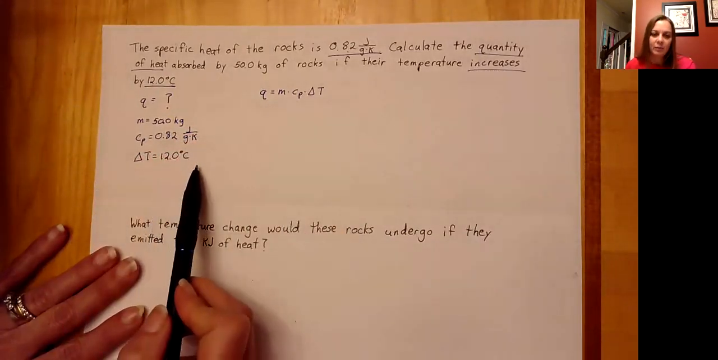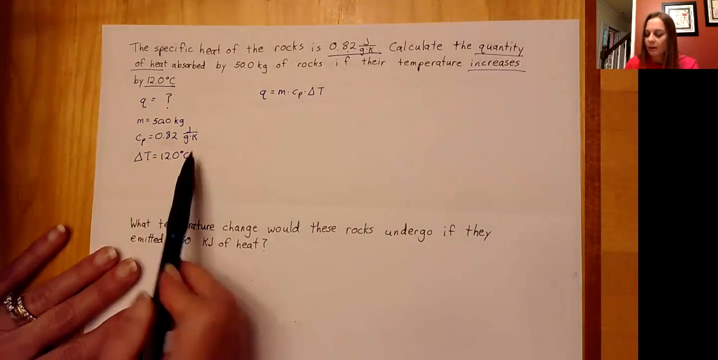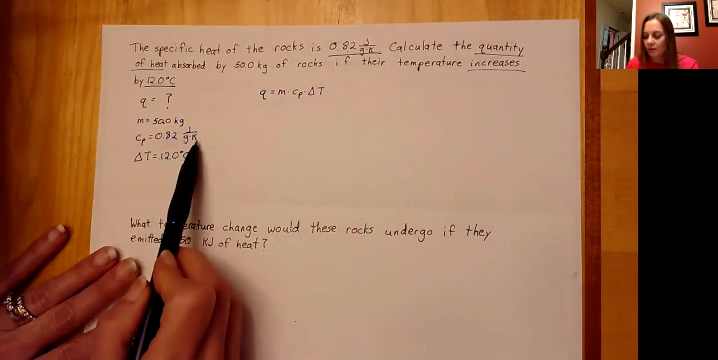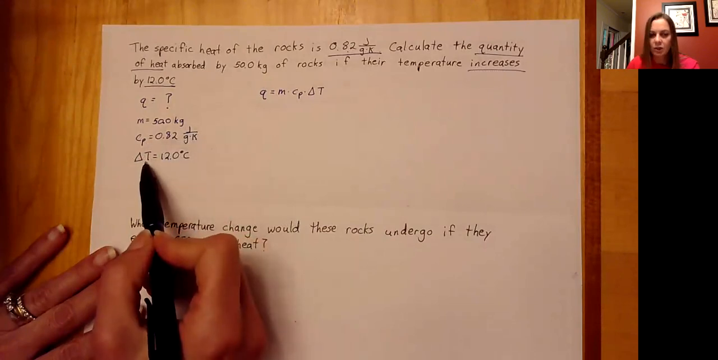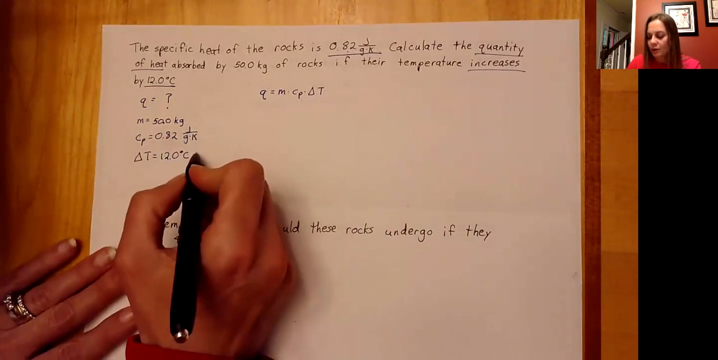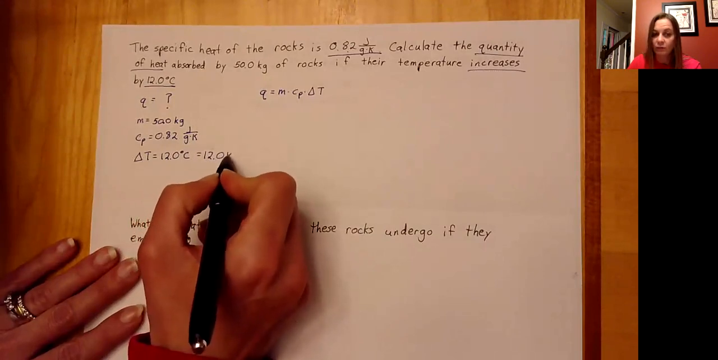Now, I can't simply plug all of these things into the equation because I have different units. Here I have kilograms, here I have joules per gram per Kelvin, here I have degrees Celsius. Because this is a change in temperature, 12 degrees Celsius is 12 degrees or 12 kelvins.